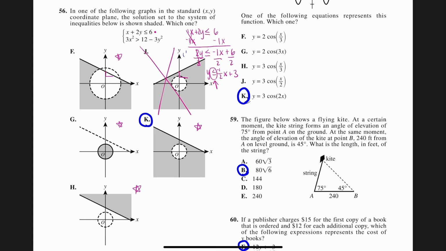It's less than or equal to, so my line has to be not dotted, it has to be solid. So now G is out, because see, G has a dotted line. So that one's out. I'm gonna cross these out a little better. So forget those.